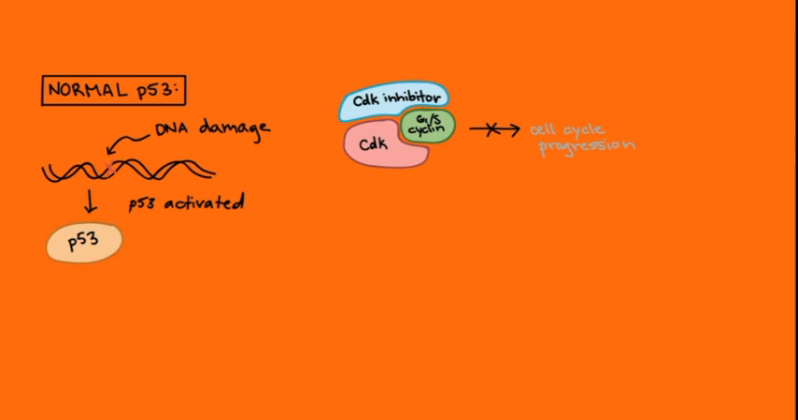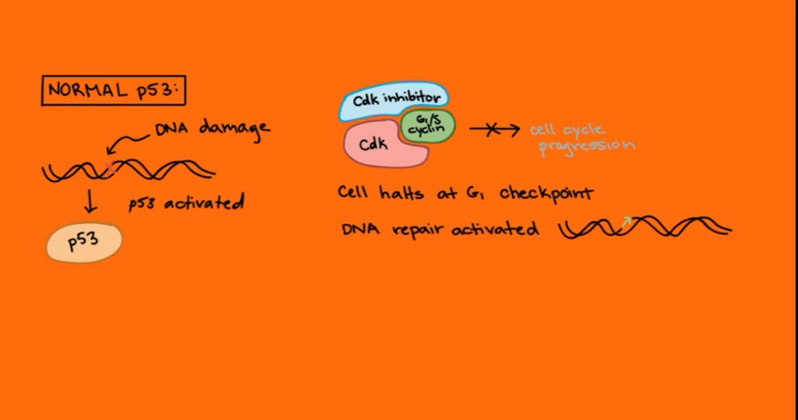But if the damage is not fixable, then P53 will play its final role, which is triggering apoptosis or cell death, so that this damaged DNA is not passed on and doesn't cause cancer. So recap, cell halts at the G1 checkpoint and DNA repair is activated. But if the repair is impossible, then the cell death is triggered.